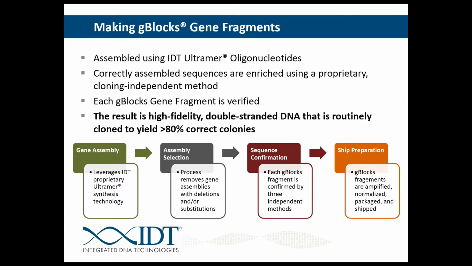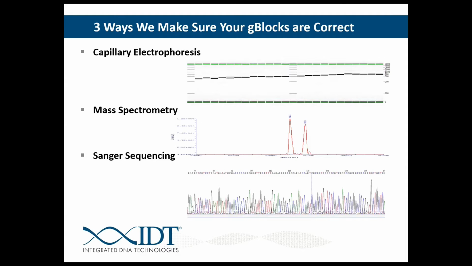And again, we're able to do this usually in 2 to 4 business days. I want to talk for a second about how we verify that these gBlocks are correct. This uses 3 independent processes, as I mentioned. The first is capillary electrophoresis, and we use this to verify that we have the correct length of product, and also that there are no additional products or byproducts in there that would be incorrect or truncated products.